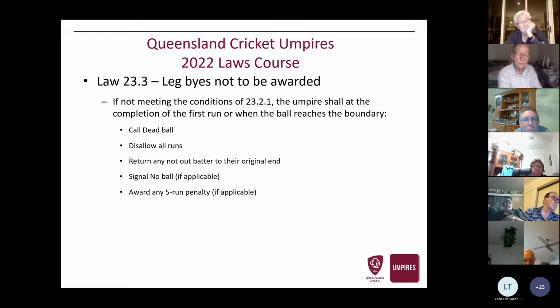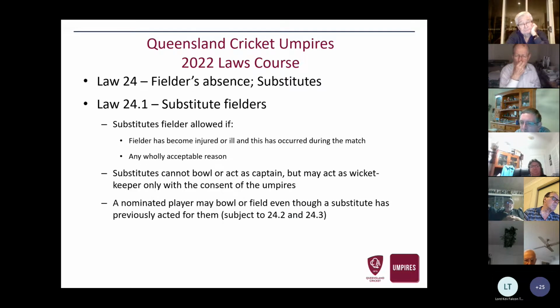However, at the completion of the first run or when the ball reaches the boundary, if we're not going to award leg byes, we call dead ball, we disallow any runs, return the not out batters to their original end, signal no ball if it's applicable, and award any 5-run penalty that's applicable. And that's a really quick law. I love that one.